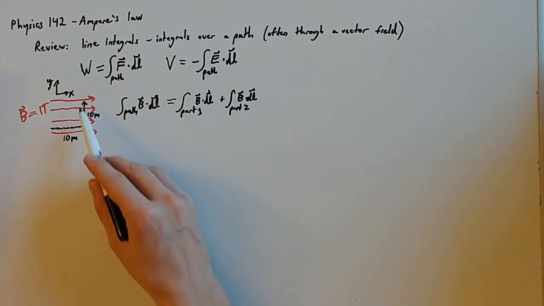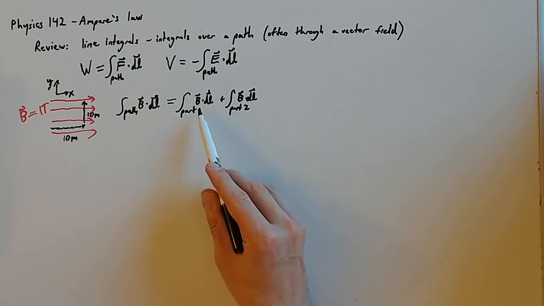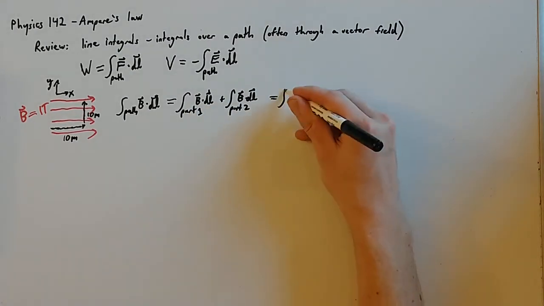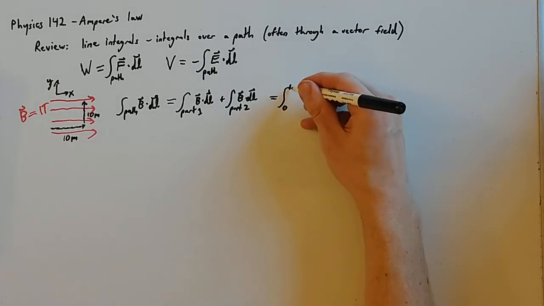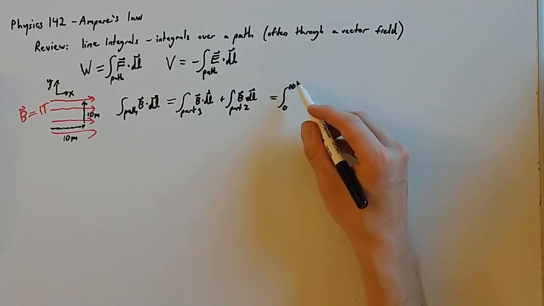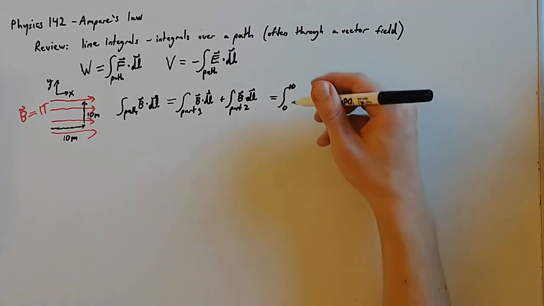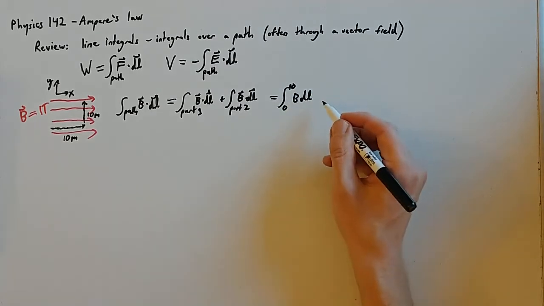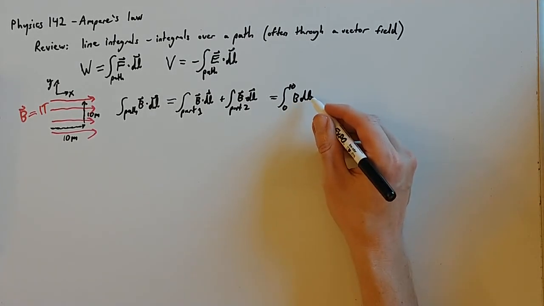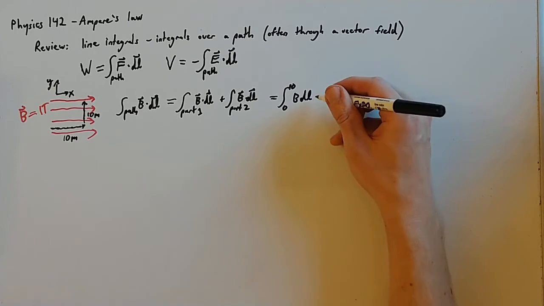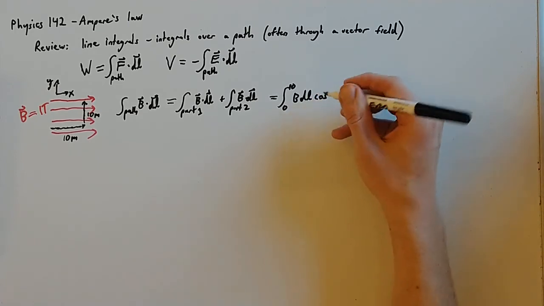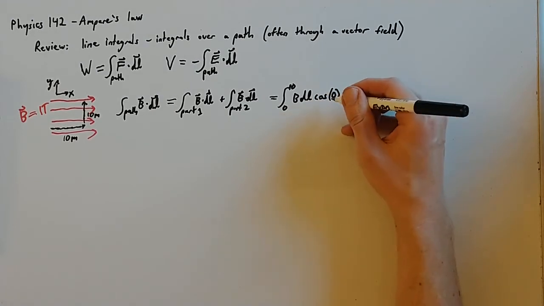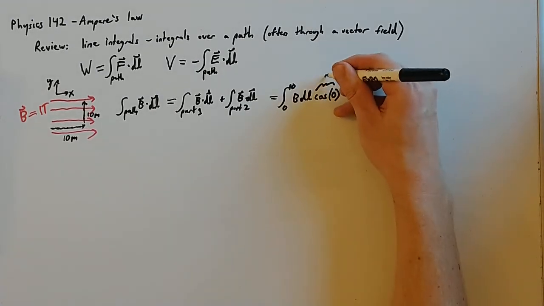Now that I've split it into the two different pieces where I can evaluate the dot product, I see that for the first part, I'm going to be starting at some position 0 and going to some position 10 meters away. The dot product is B times dl: the magnitude of B, which is in Tesla, times the magnitude of dl, which are all of my little steps, times the cosine of the angle between them. In this case, they're going the same way. For the first part, that's going to be cosine of 0, which is just 1.